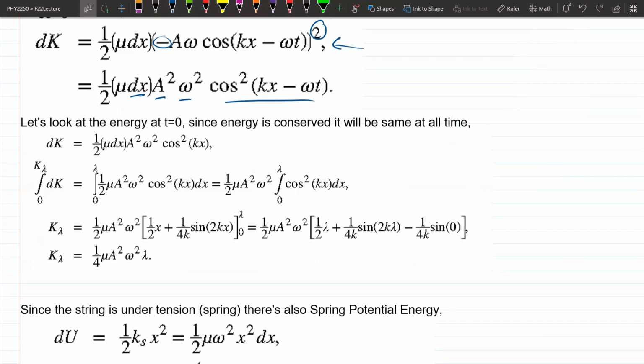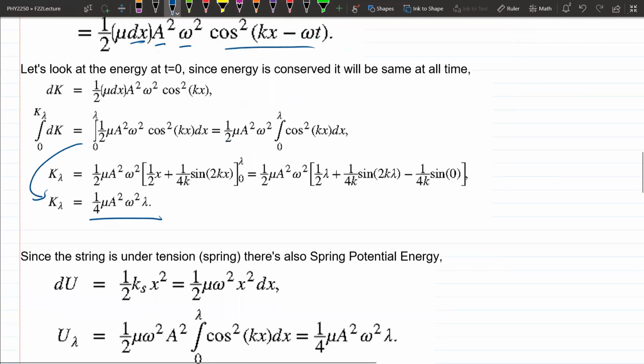So what we want to do is integrate this function here. This integral involves a cosine squared, but don't worry about that; it's a complicated type of integral. We can even skip the middle step where we evaluate it. The answer turns out to be 1/4 times the mass density times the amplitude squared times the angular frequency squared times the wavelength. Don't write this equation down yet, because there's another thing we have to account for.